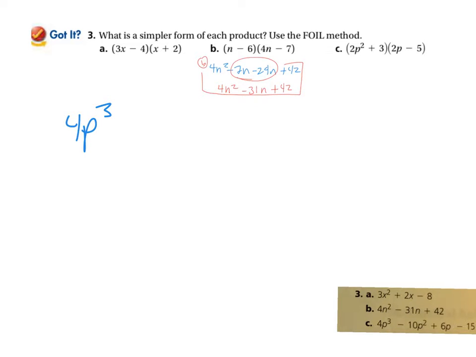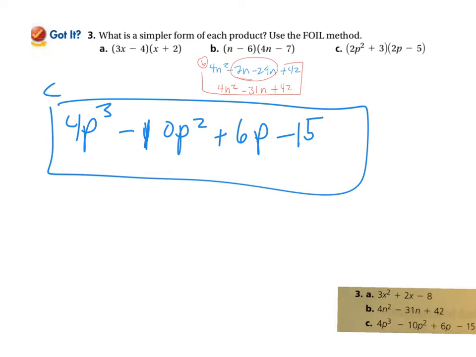Outer terms, 2p squared times negative 5 is negative 10p squared. Inner terms, 3 times 2p is 6p. In the last terms, 3 times negative 5 is negative 15. You go back and look. There are no like terms to combine here. I can't combine the 10p squared and the 6p because they have different exponents here, so I can't add them. So this is the answer for C, and we're done there.